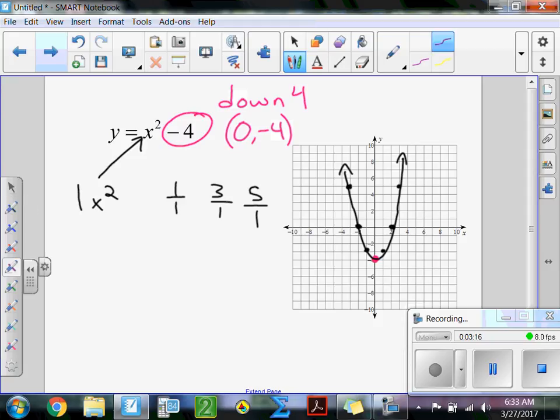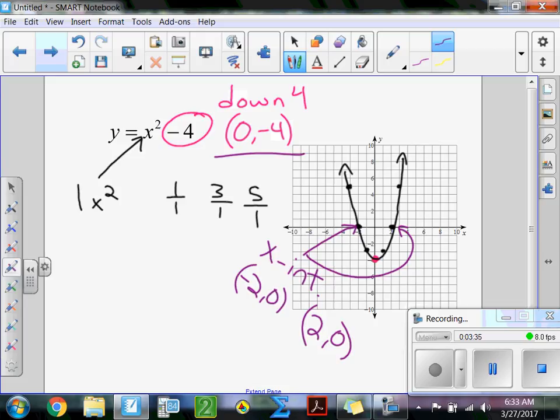The x-intercepts are where it crosses the x-axis. Those are my x-intercepts. So in this case, my x-intercepts are going to be at -2, 0 and at 2, 0. So the only difference in this graph was that I went down 4, so my vertex was at 0, -4. This number always moves the graph up or down.